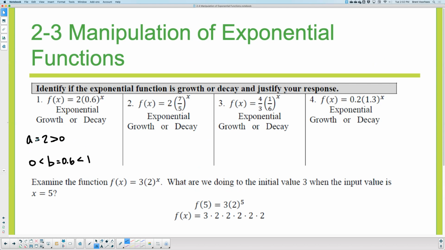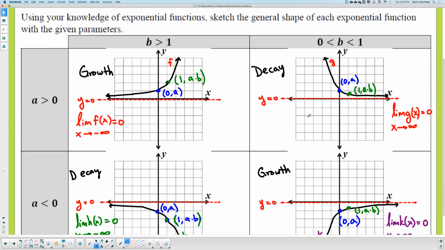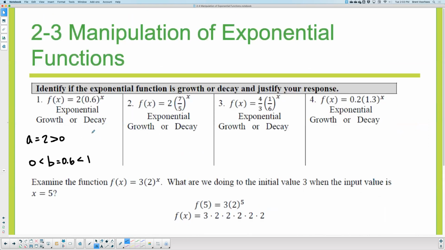Okay, so find the square that has A being greater than 0 and B being between 0 and 1. Which square was that? Top left, top right, bottom left, bottom right. Which one has A being greater than 0, B being between 0 and 1? Top right, it's this one. So what will we call that? Decay. This is decay. This is the justification right there.